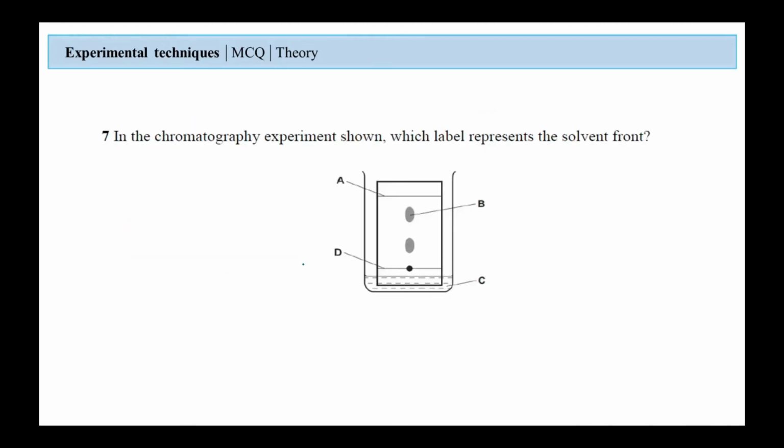Question 7 we have. In the chromatography experiment shown, which label represents the solvent front? We have A, B, C, and D. So for C, this is the solvent. For B, it's a spot of substance, and for D, this is the baseline. Then A is the solvent front. So the right answer here is A.